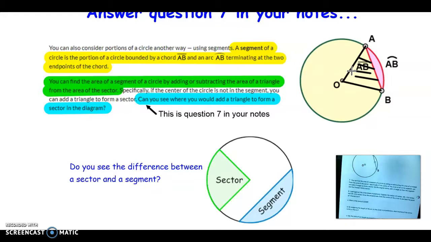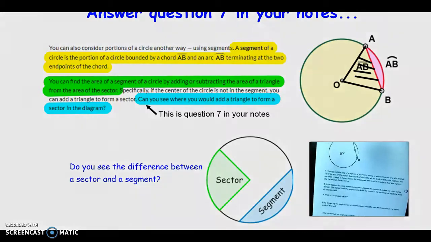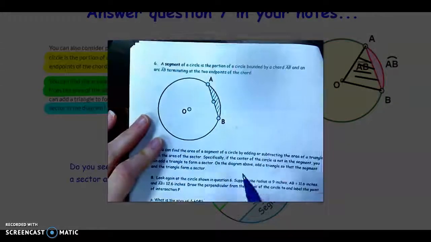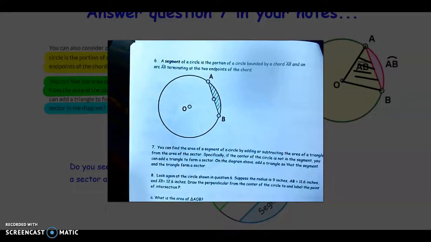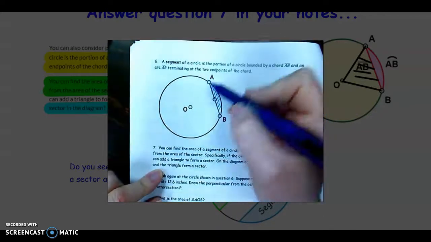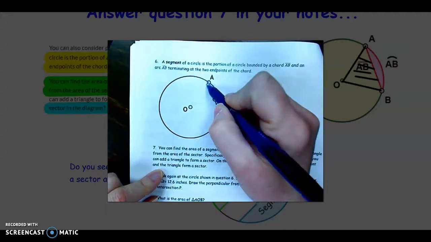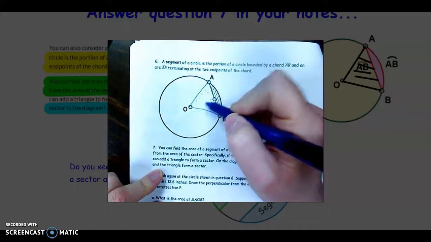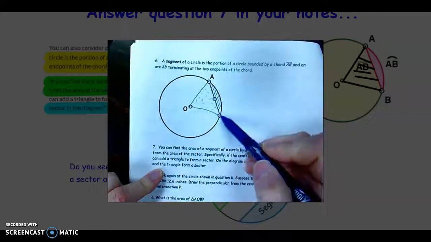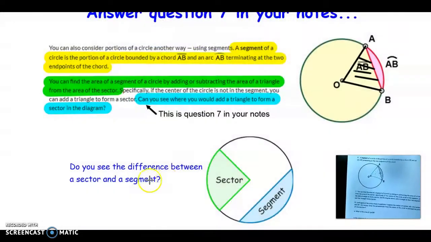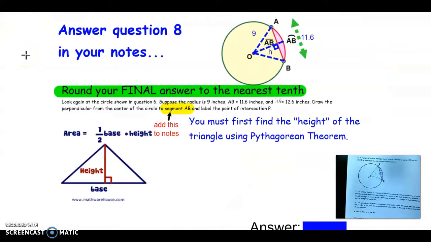So question 7 in your notes, and by the way, in your notes, you might want to shade it. It's not shown very well shaded here, but this is what we're calling the segment of the circle. So on number 7, it says to add a triangle so that the segment and the triangle form a sector. So you're going to join, just like I did in my picture, A to O and B to O. So we found this triangle here that we're going to subtract away from the area of the sector. So we're going to do that in example 8, and I'll just warn you that there are many steps to this process, but none of them are particularly difficult.